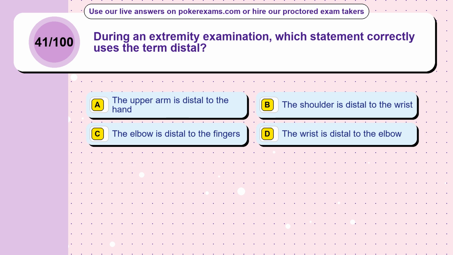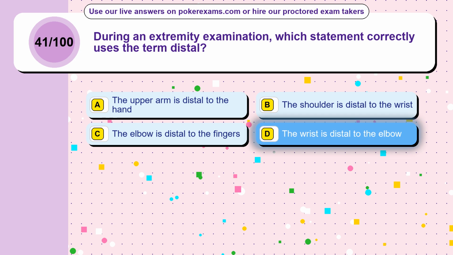Question 41. During an extremity examination, which statement correctly uses the term distal? Option A. The upper arm is distal to the hand. Option B. The shoulder is distal to the wrist. Option C. The elbow is distal to the fingers. Option D. The wrist is distal to the elbow. The correct answer is option D.